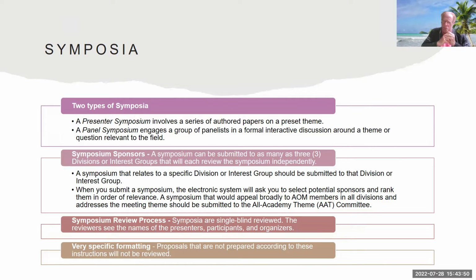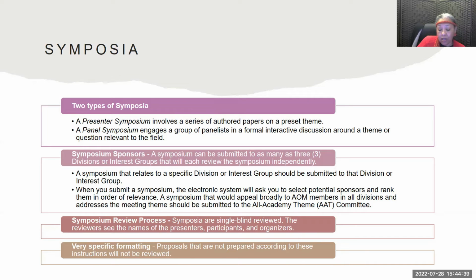So what single blind reviewed means, if I understand correctly, is they know who the submitters are. You just don't know who the reviewers are. That's right. That's what I meant, actually. Yes, exactly. When you submit it, the system will select potential sponsors, rank them in order of relevance, because you will decide, I want to submit it to MSR, and I want to submit it to OB, and I want to submit it to MET, for instance, based on the topic of the paper. If you want it to be all academy, that applies to multiple sessions or all DIGs, interest groups, and divisions, then you make it an all academy team, you submit it to that.